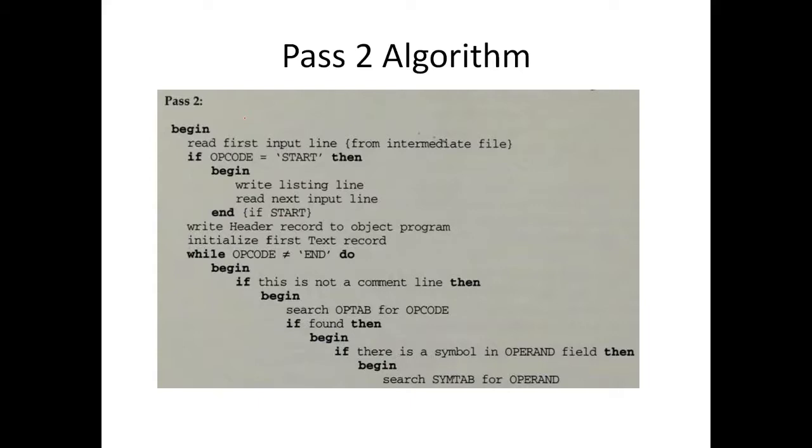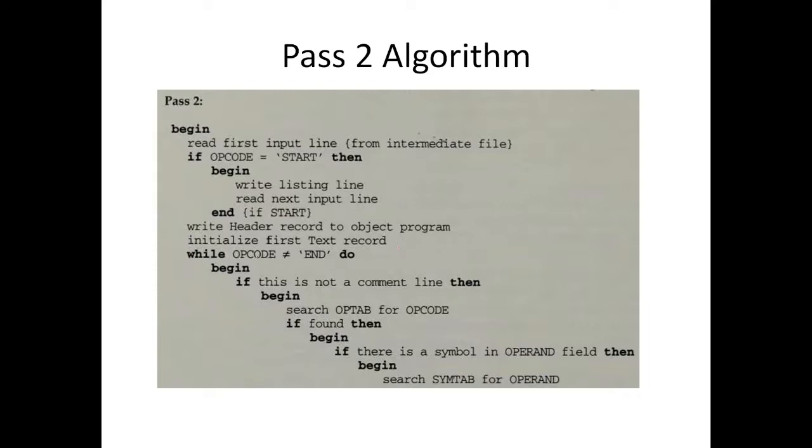Okay, so in pass two, read the first input line from the intermediate file. The intermediate file was generated during pass one of the algorithm. If opcode equals START, so if it is the start of the program, then write the listing line and read the next input line. So go on reading the next input line here. Next, write the header record. We have seen all three records of the object program. After you copy the header record, initialize the first text record.